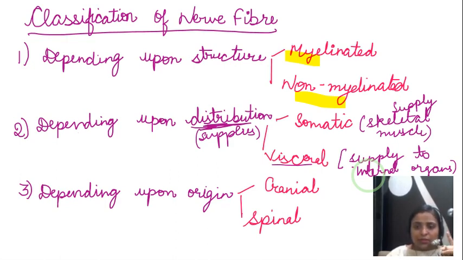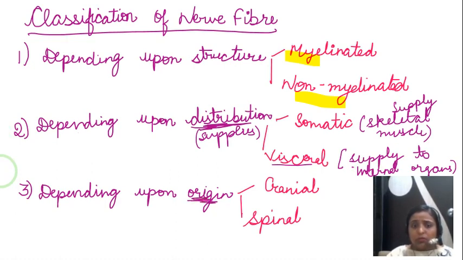Depending upon the structure, it's clear to everyone that the neurons where the myelin sheath is absent are called your non-myelinated nerve fibers, and the neurons which have the myelin sheath are called your myelinated nerve fibers. And if we talk about the distribution, we have again two types, your somatic nerve fibers and your visceral nerve fibers. The somatic nerve fibers supply your skeletal muscles, and the visceral nerve fibers supply your internal organs, right?